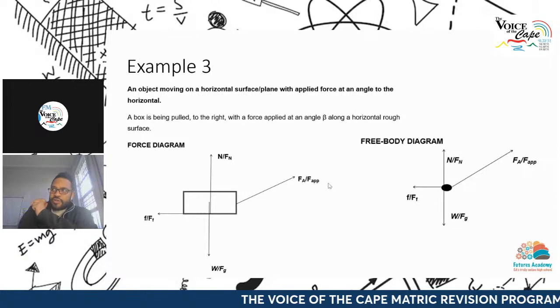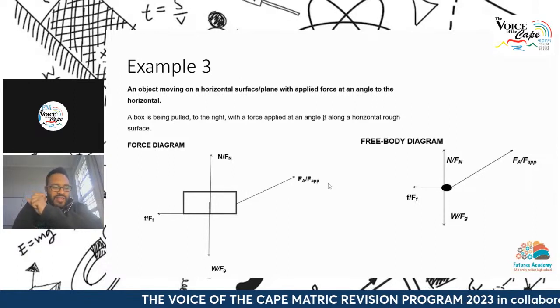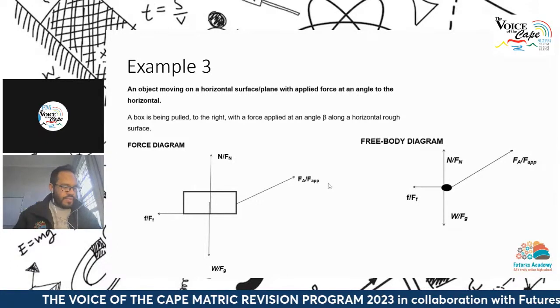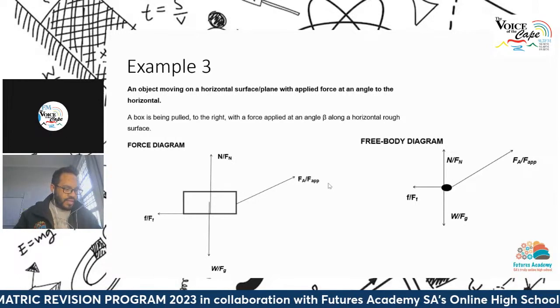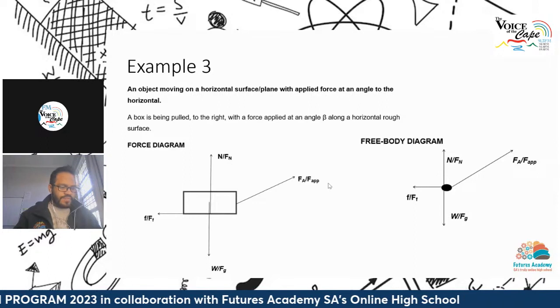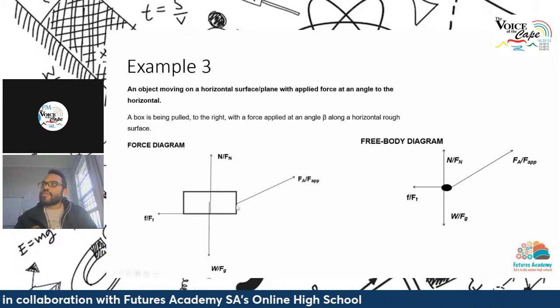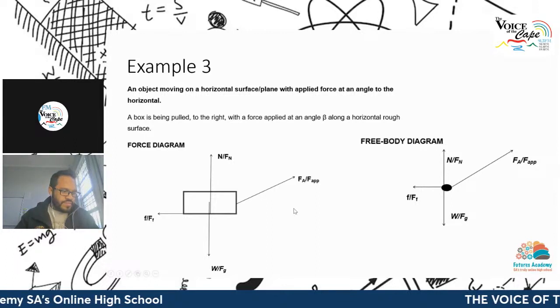and I drag the rope over my shoulder. Then I'm going to be applying that force at an angle. That's what we need to note here. We are applying that force at an angle. So if we apply that force at an angle, then the applied force will act at a certain angle to the horizontal. Okay.